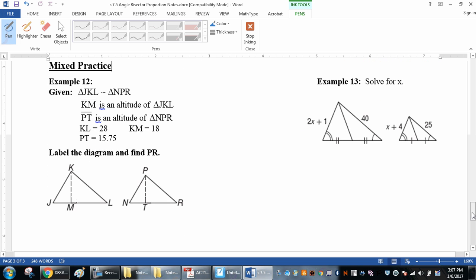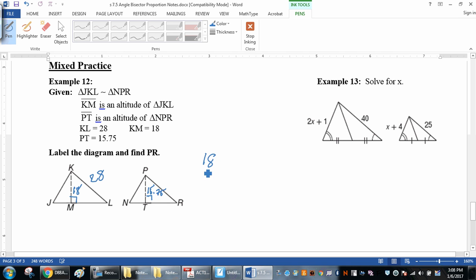All right, check out example 12. It looks like there's a lot here because of the way it's set up, but just mark your picture. That's what they're giving us. So we know these triangles are similar, so right away that tells us a lot. We know KM is an altitude, which means that's a right angle. That's a right angle. Also means that altitudes are proportional to sides. Good. All right, now we know KL is 28. There's a side. Nice. We know that KM, there's our altitude, is 18. So right away it looks like we're using an altitude and a side length. We know that PT is 15.75. There's our other altitude.